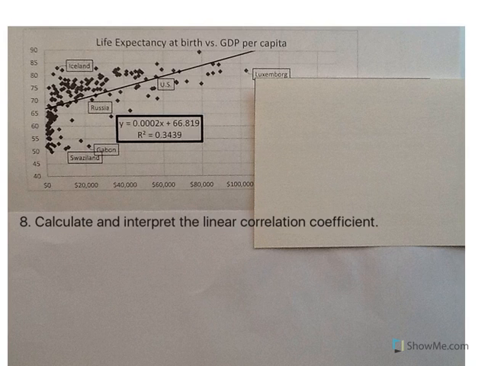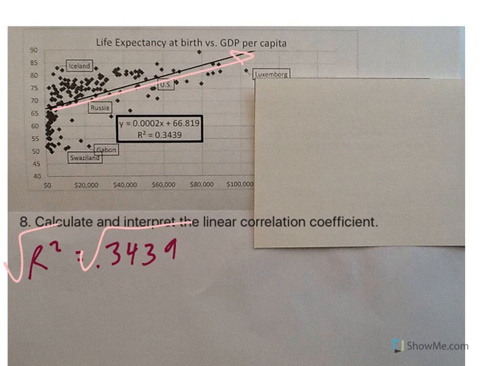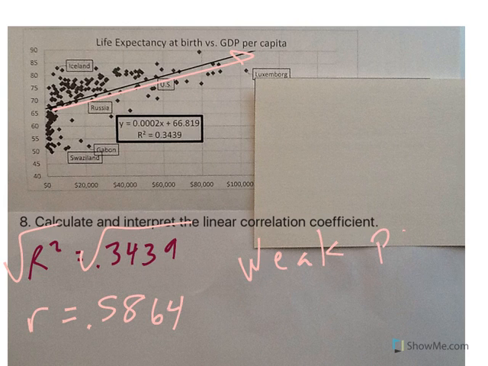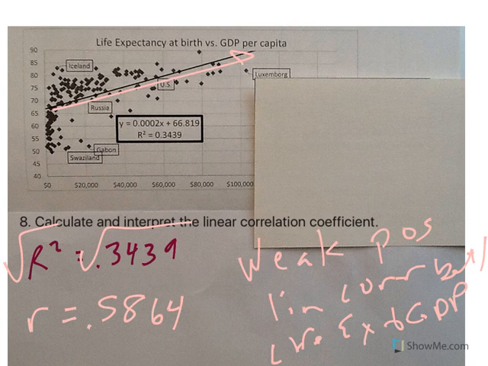Calculate and interpret the linear correlation coefficient. So R squared is 0.3439. We square root both sides. It's positive, so R is going to be a positive 0.5864. I would say there is a weak positive linear correlation between life expectancy and GDP per capita. And I say it's weak because 0.58, we're in the 0.5s, close to 0.6.